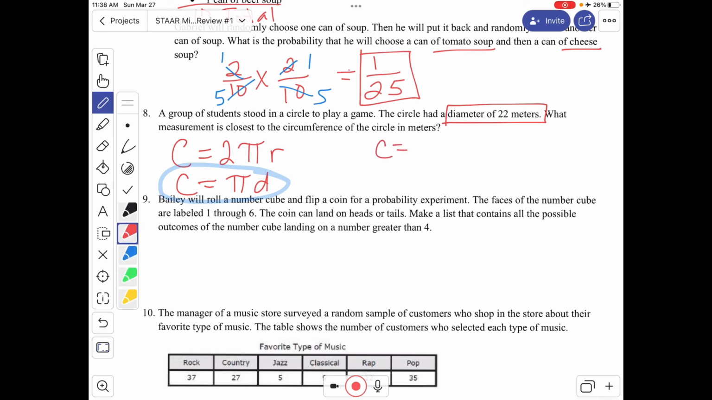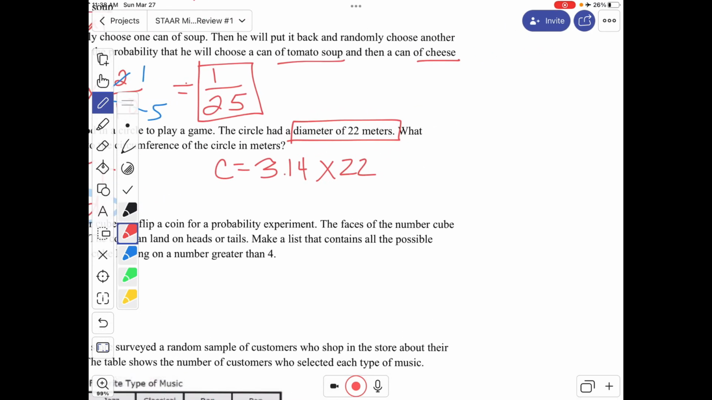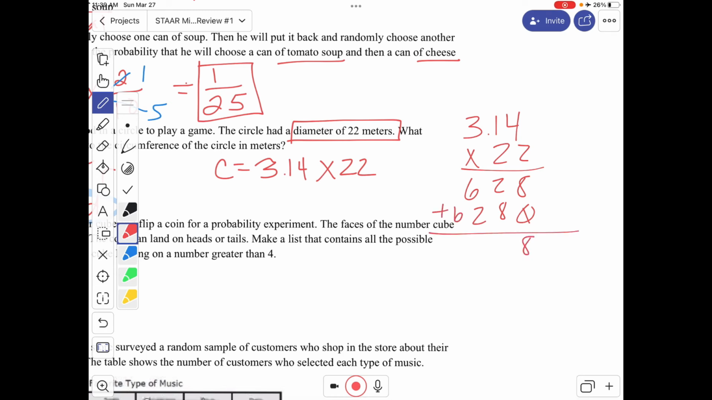So I'm going to multiply pi, which is 3.14, times the diameter, which is 22. And I get 69.08, and that was meters.